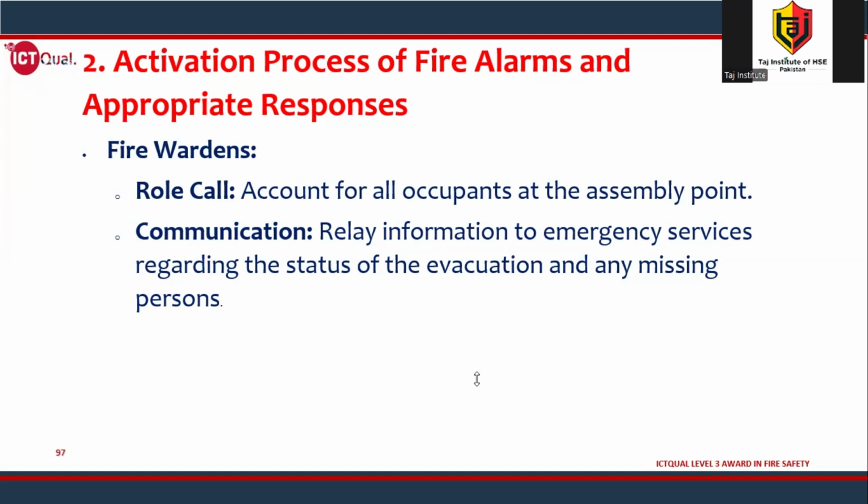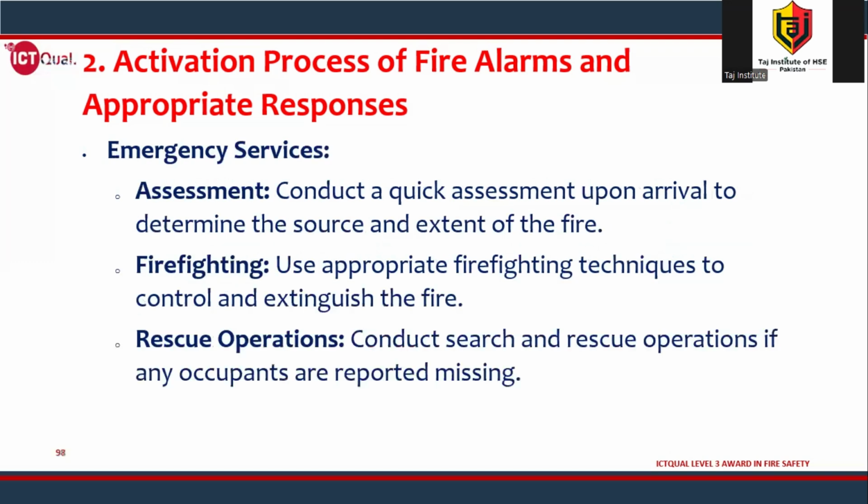Yes, sir. Okay. So we were on slide number 97. Fire wardens, roll call and communication. We have done this one. So 98th number is emergency services.